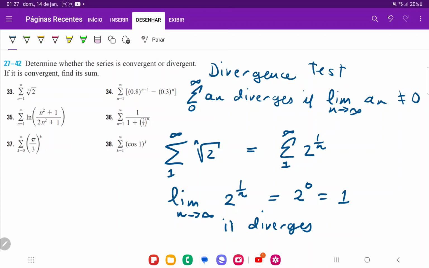Or rather, you could say it passes the divergence test, right? So that is it for 33.